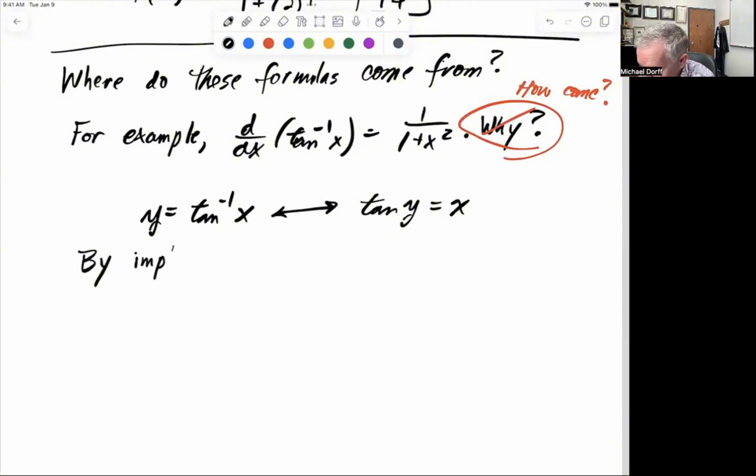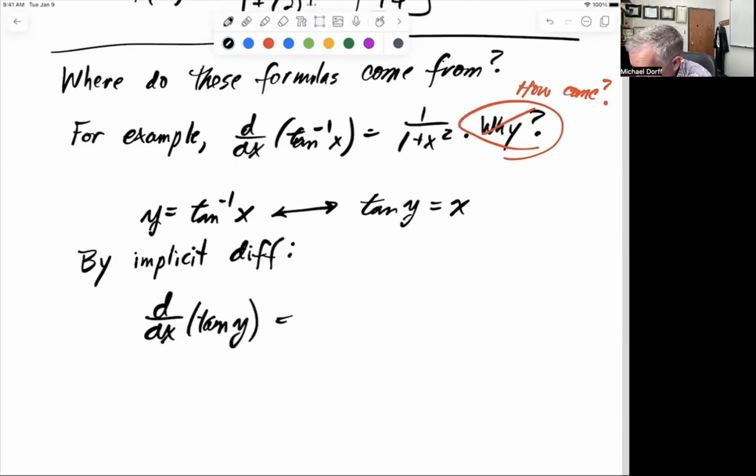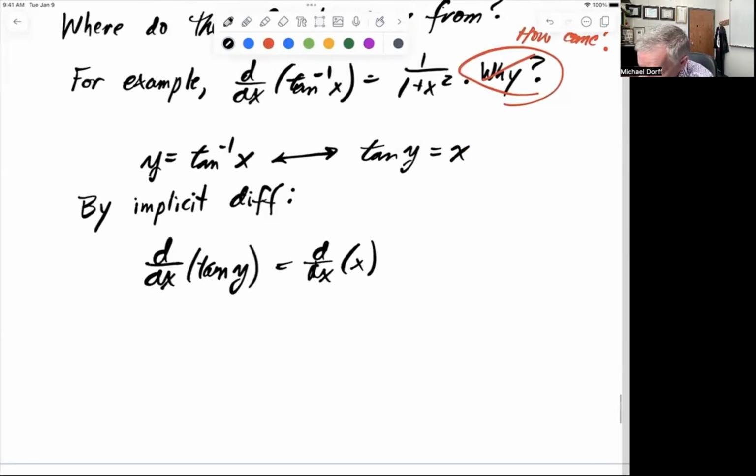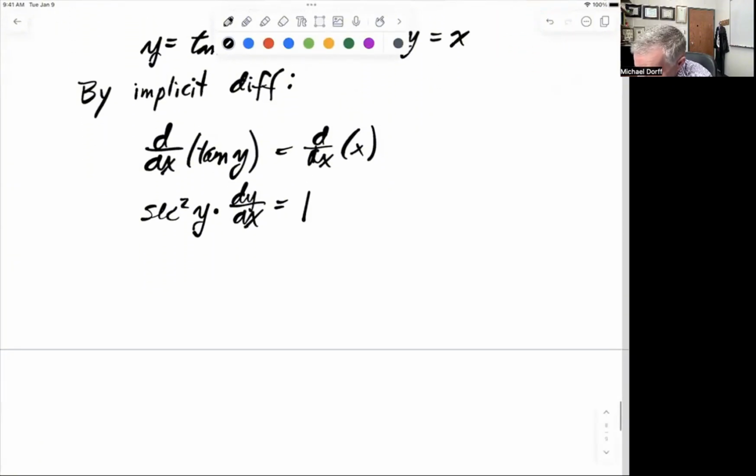So by implicit differentiation, we do d dx of tan y equals d dx of x. The derivative of tangent is secant squared y, and because y is dependent upon x, we get a dy dx. You can think of that as implicit differentiation, or as the chain rule. And on the right side, we have d dx of x, and that's just 1. So we want to solve for dy dx. I'm going to bring the secant squared of y over to the other side, and I get this.